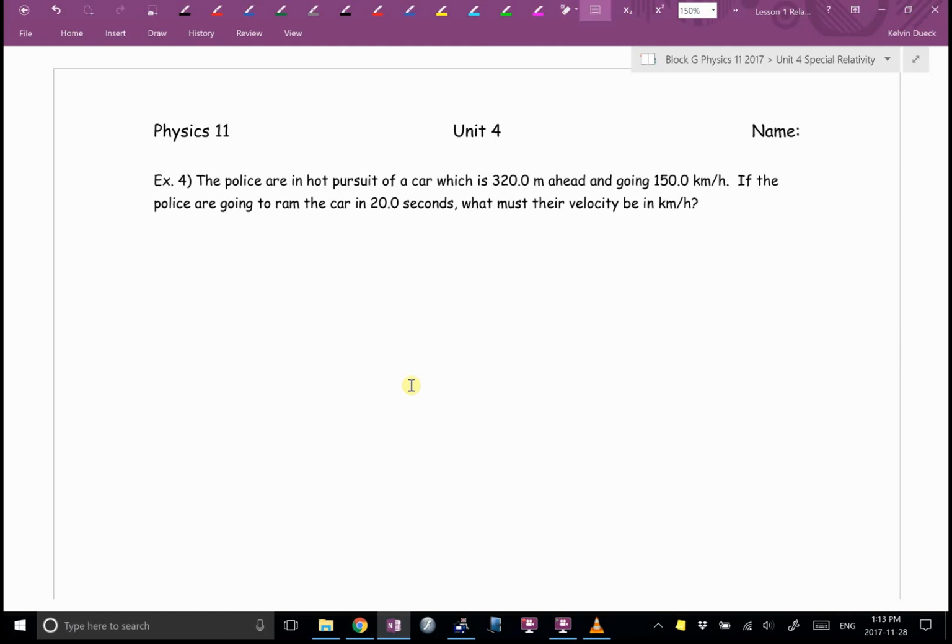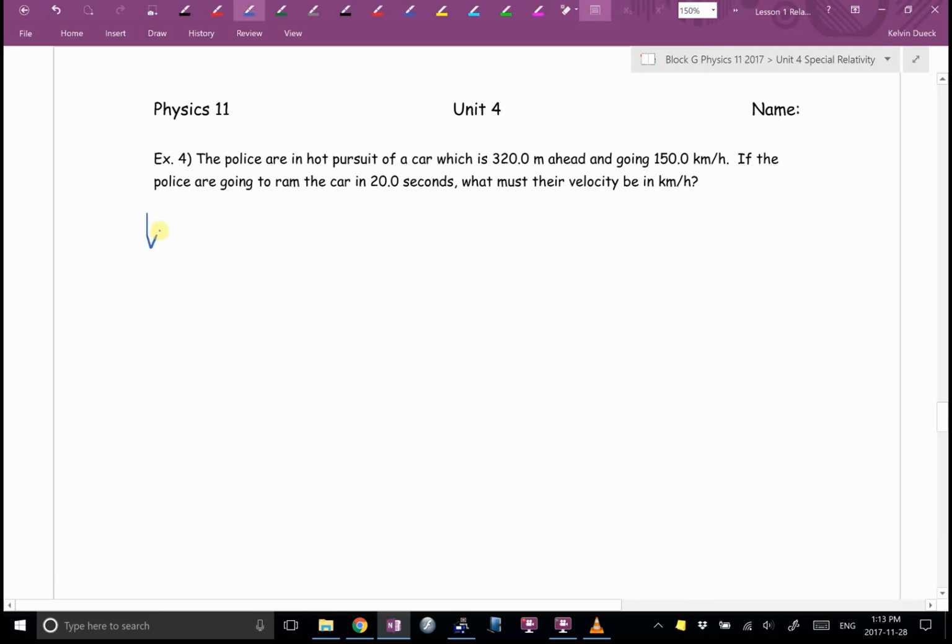When you're done yawning, is there a police car in this question? Are there bad guys also in this question? Is there more than one object in this question? That's a job for relative velocity. In fact, what this question wants me to find is that, and we're going to do that by using this and getting the v by itself.